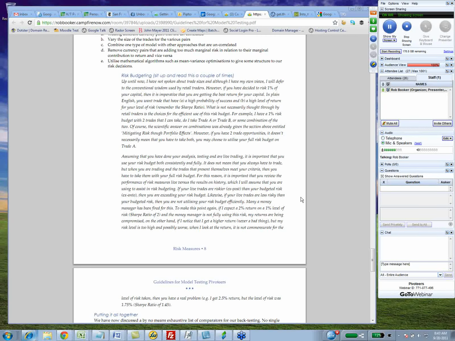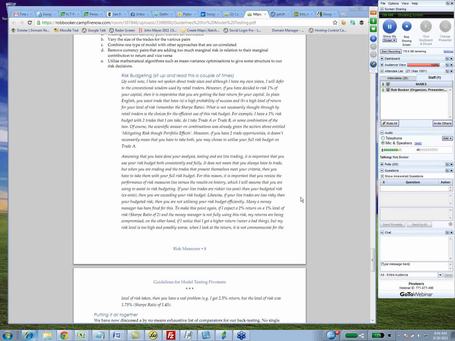For this reason, it's important that you review the performance of risk measures live versus the results on history, which Kenrick assumes that you are using to assist in risk budgeting. If your live trades are riskier than your budget risks, then you are exceeding your risk budget. Likewise, if your live trades are less risky than your budget risk, then you're not utilizing your risk budget efficiently. Many a money manager has been fired for this.